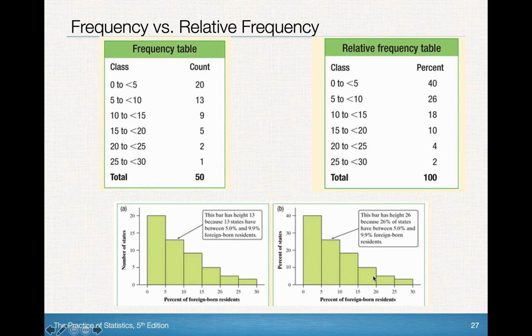A relative frequency histogram is often used because then you can analyze two different variables that have two different numbers of observations. Okay, so relative frequency is usually used more often than just frequency.